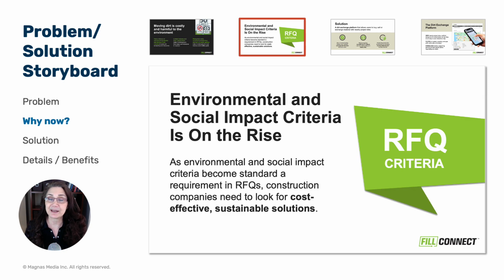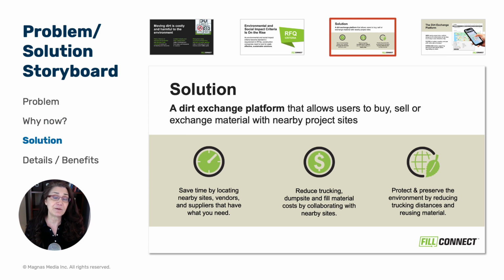And then we have the second slide, which is the why now. Why is it important? Well, because now there are new regulations. So when companies are bidding on projects, they need that for their request for proposal or request for a quote. They need to show that they have some kind of environmental solutions where they're reusing the material, so it creates that urgency. And then you have the next slide, which is the general solution.